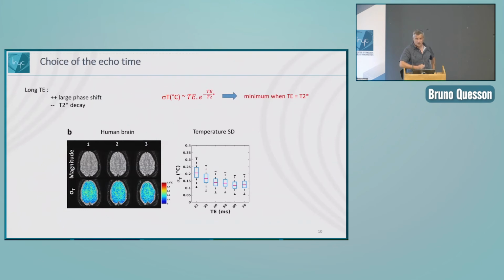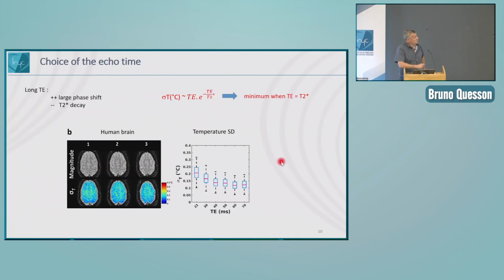This is the condition under which you get the optimal precision. And you have here an example of brain images acquired under 1.5 Tesla with a single shot EPI sequence, varying the echo time, and you can clearly see that you have a decrease of the standard deviation of temperature over all these pixels here. And if we had increased the echo time longer, we should have seen an increase again.